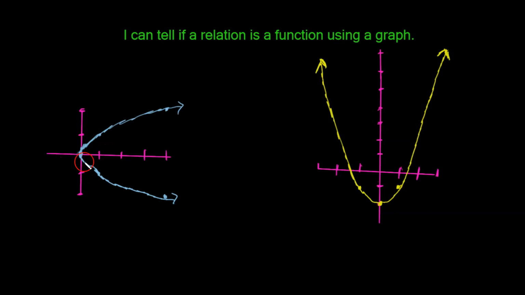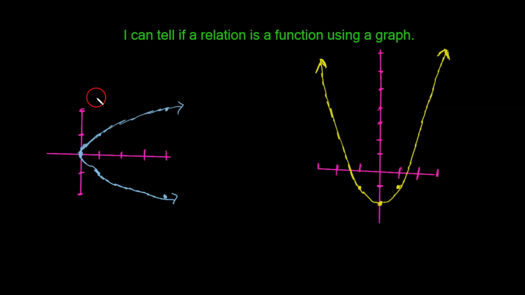So when we're looking at a graph, we think of our inputs as our x-axis here. That's our input. And our output is our y-axis. So if a graph represents a function, that means that each x value should be represented by exactly one y value, and it should pass what we call the vertical line test.